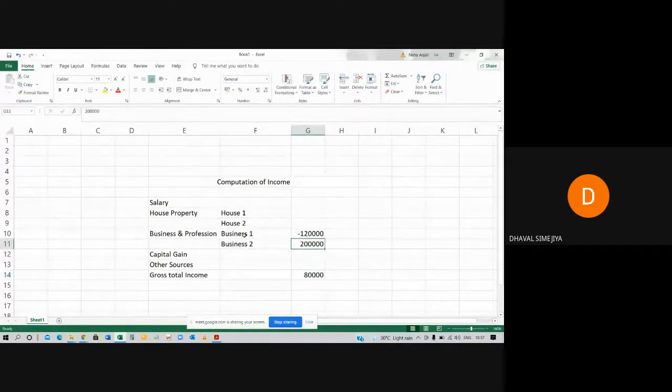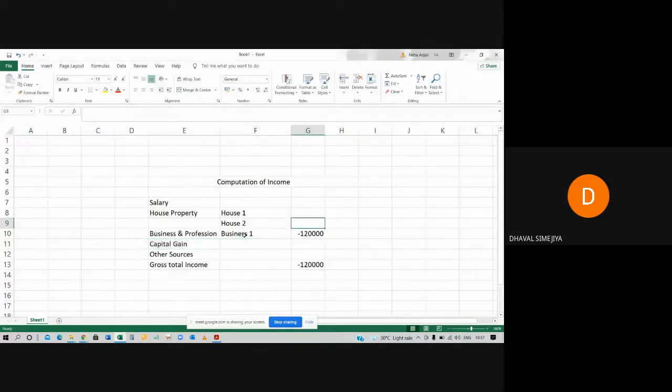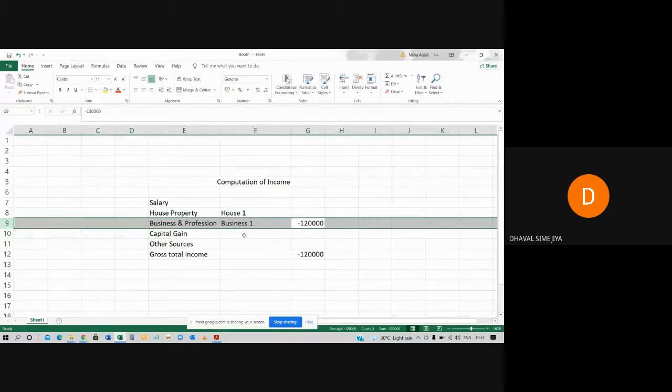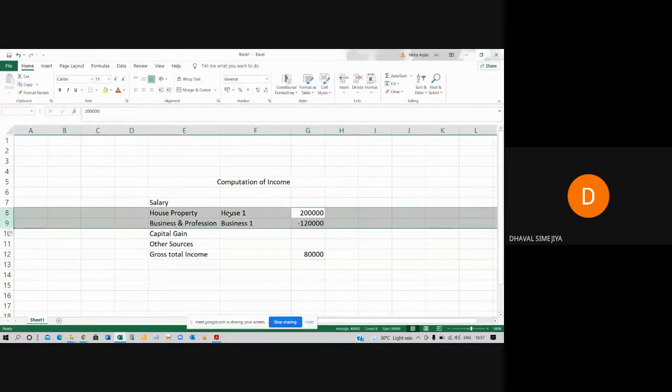But if I am not having a second business, but I am having house property in which I am having profit of 2 lakh rupees, then it will be set off. And my net result will be 80,000 rupees. This is inter-head. This is an example of inter-head adjustment.